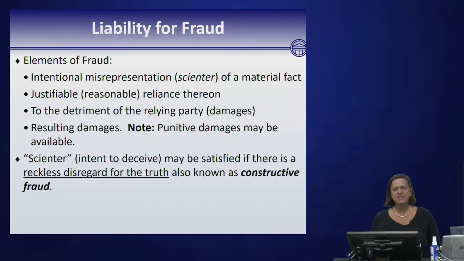Liability for fraud. The elements of fraud: there must be an intentional misrepresentation, that's scienter, of a material fact, and justifiable reliance thereon to the detriment of the relying party. In other words, there need to be damages. Punitive damages may be available if there is fraud. Scienter, or intent to deceive, may be satisfied if there is reckless disregard for the truth. This is known as constructive fraud, and oftentimes appears on the CPA exam.